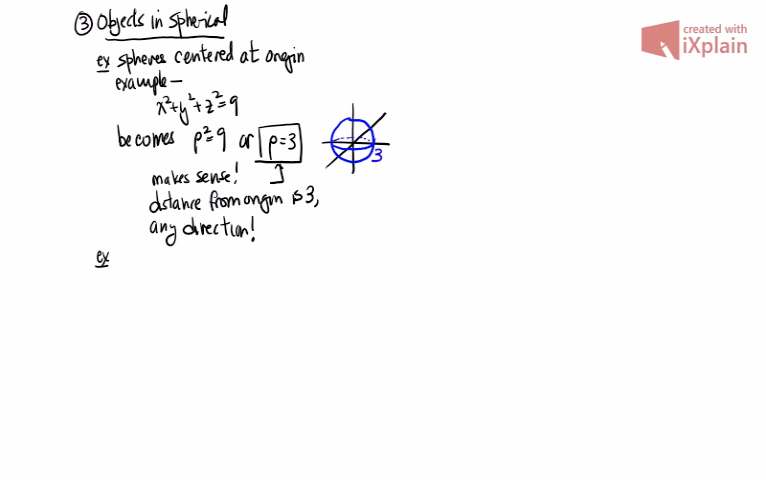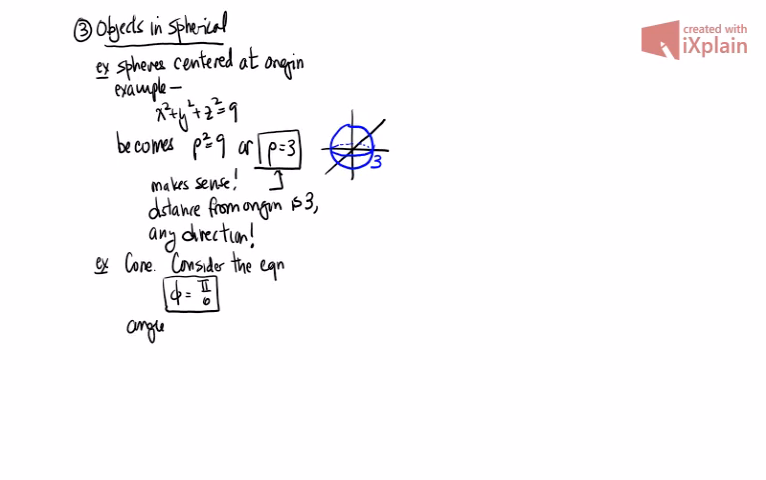Now, second one. Look at something like a cone. Okay. So cones in spherical are actually really nice. So consider the following equation. Phi equals pi over 6. What does that mean? That means the angle with the positive z-axis is pi over 6. Then we have any theta, any distance.